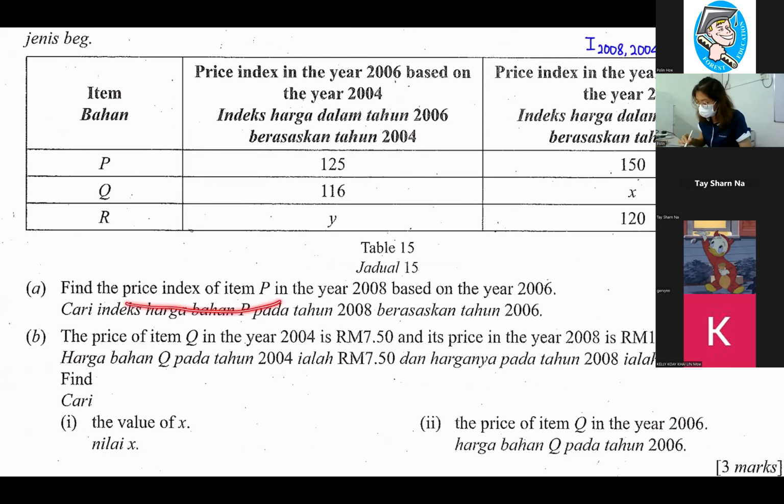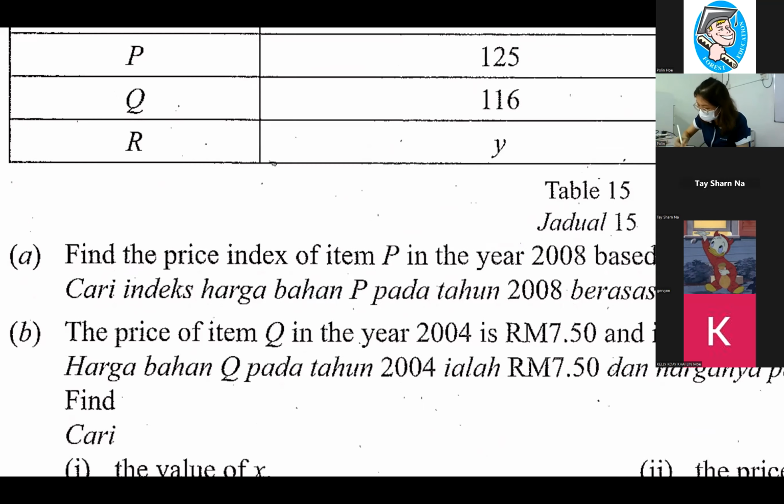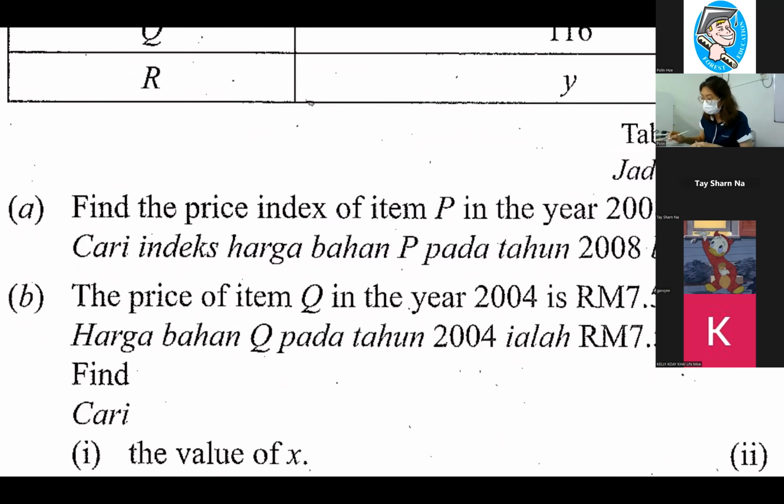Find the price index of item P in 2008 based on 2006. Price index of item P in 2008 based on 2006. From this sentence, you should be able to write out. This is what the question wants. Another good habit is to write down, 每一次 after you read the question, always make this a practice. Write down what the question wants.